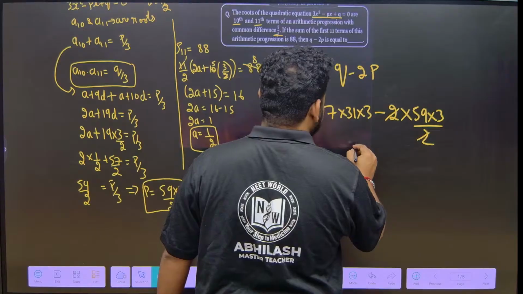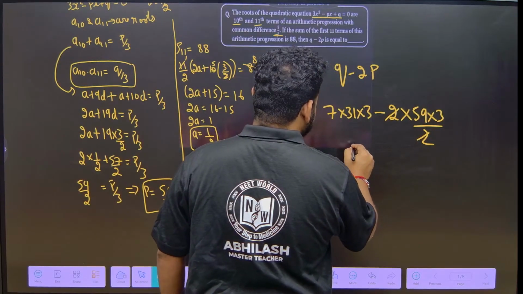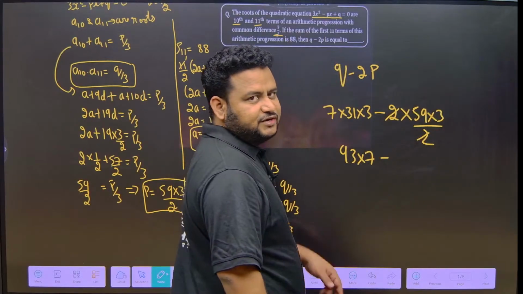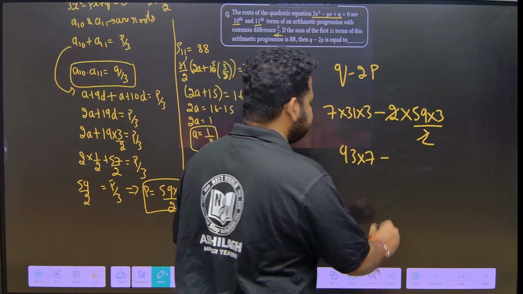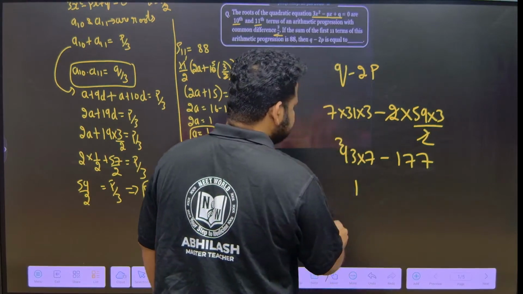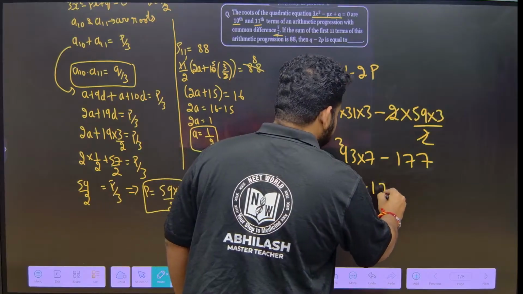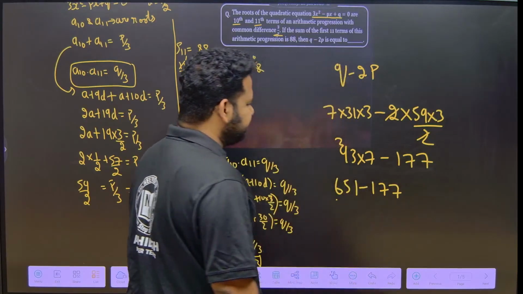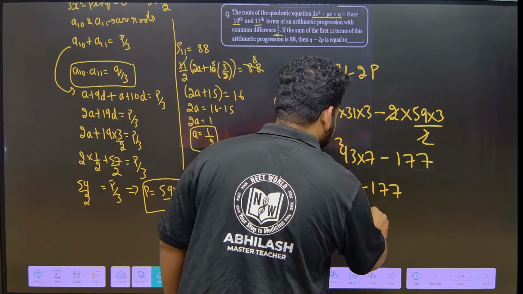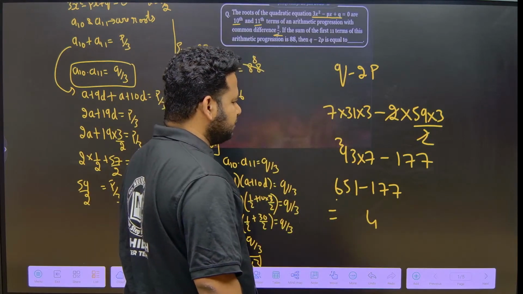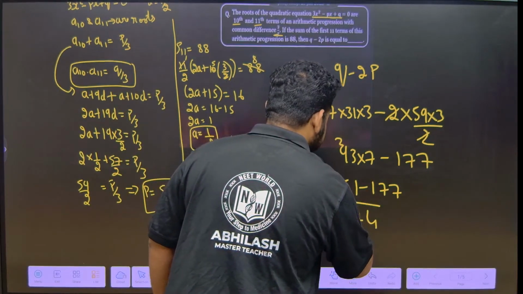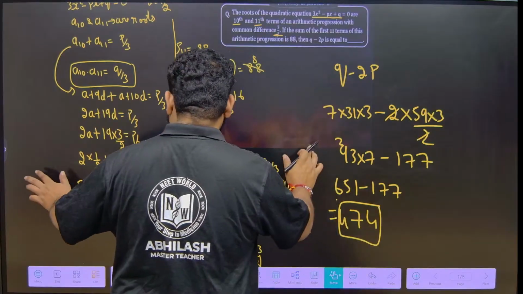So what will this be? 3 1s are 3, this will be 93 into 7, minus 60 into 3 is 180. 59 into 3 means 180 minus 3, that is 177. So this will become 7 3s are 21, 7 9s are 63, so 651 minus 177. So this gives us 11 minus 7 is 4, 14 minus 7 is 7, and 5 minus 1 is 4. 474 is the right answer to this question, friends.